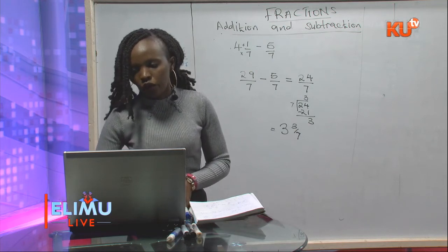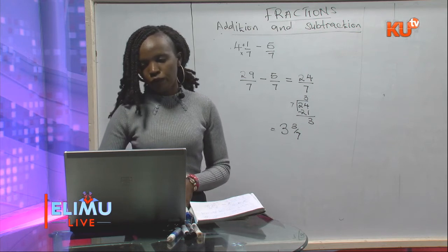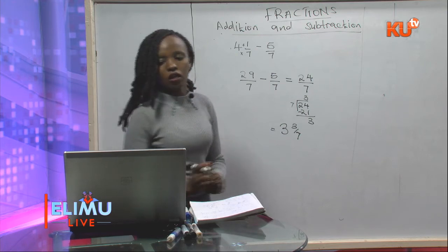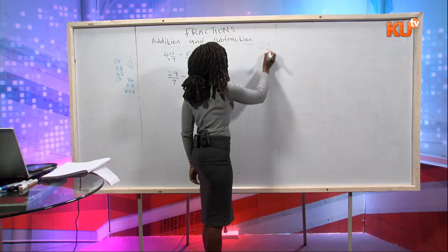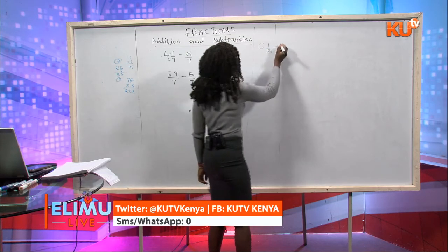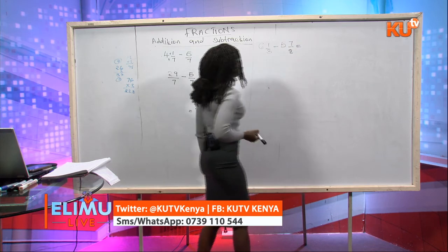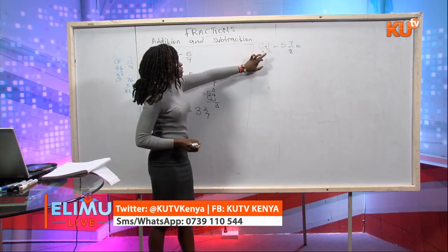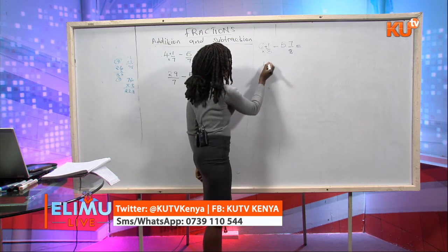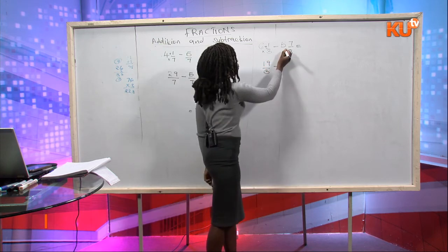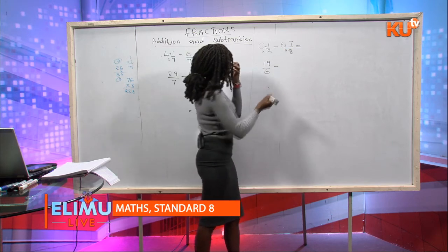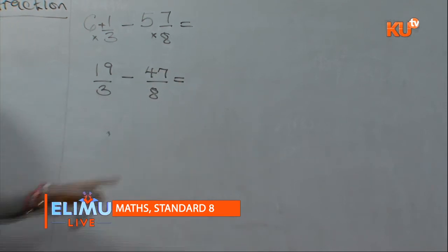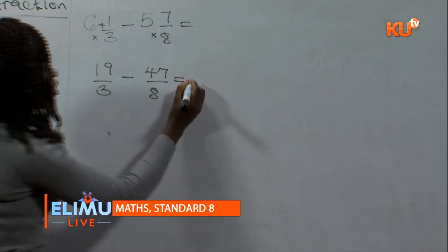We go to our next example. 6 and a third minus 5 and 7 over 8. We change to improper fractions. 6 times 3 is 18, plus 1, we get 19. 19 over 3, minus 5 times 8 is 40, 40 plus 7, 47 over 8. We get the LCM of 3 and 8. The LCM of 3 and 8 is 24.